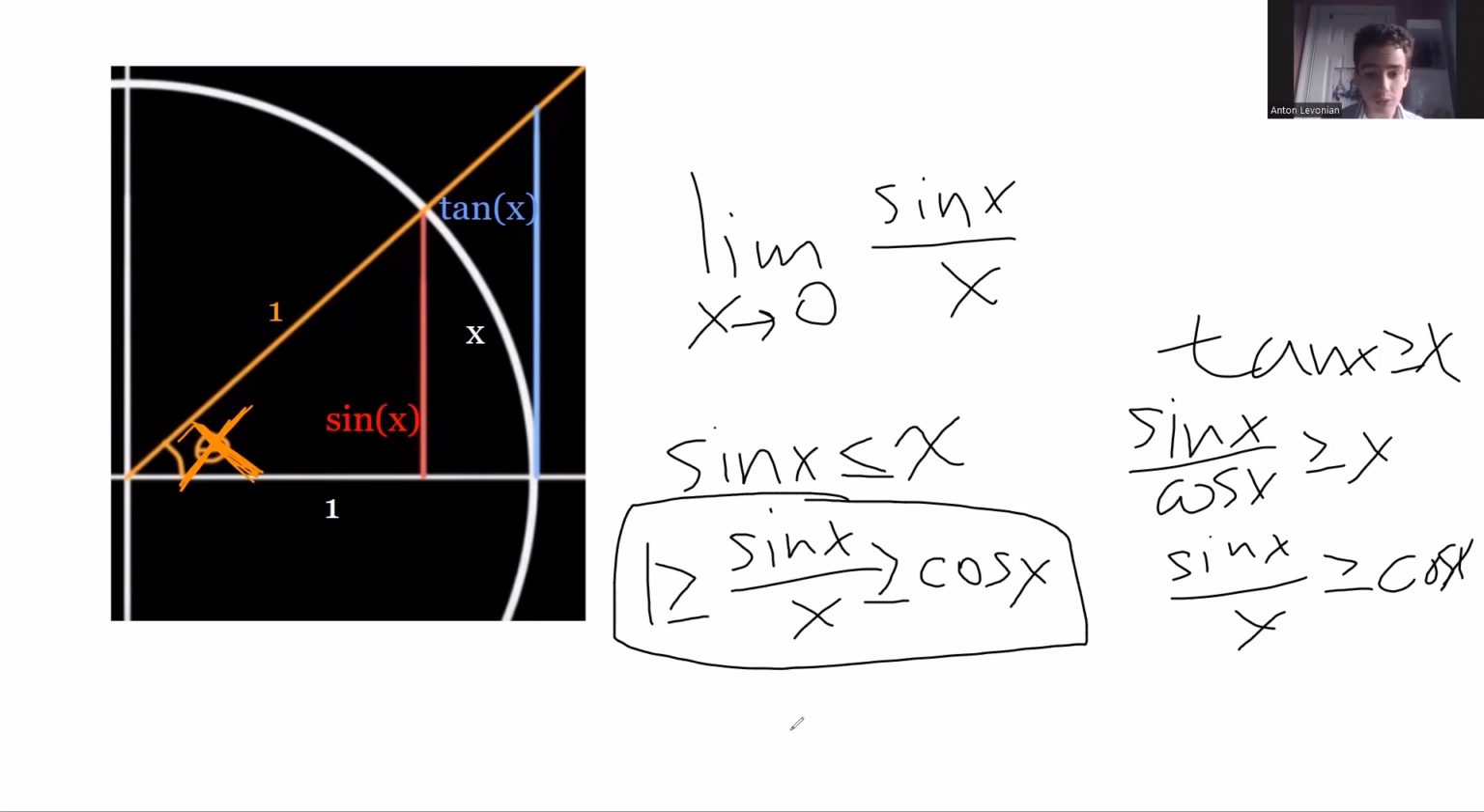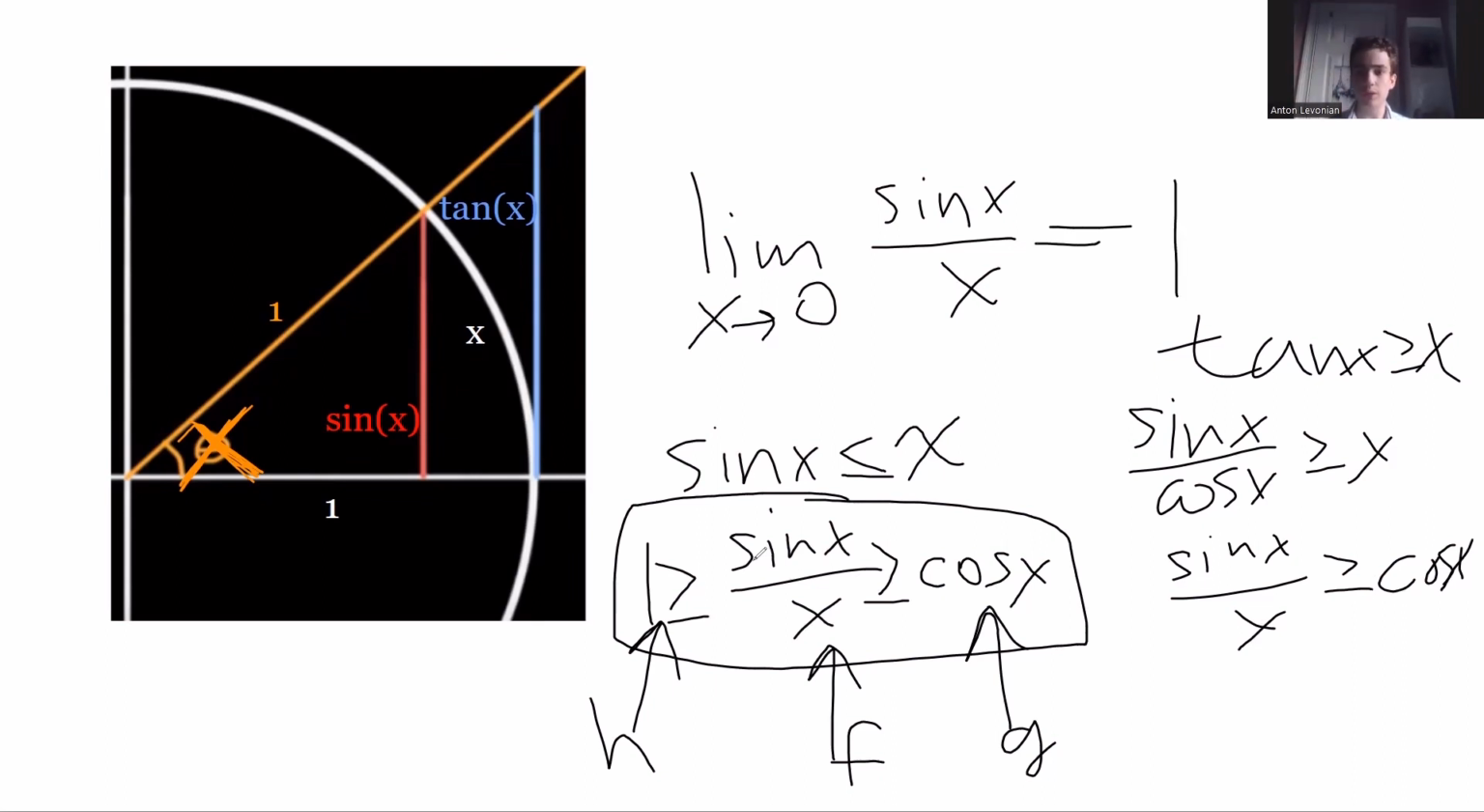Now we can think about this as this function is h, this function is g, and the middle one is f. Note that as x approaches 0, cosine of x will approach 1. Of course, the limit of 1 is 1 at any value. The limit of cosine of x as x approaches 0 is 1. So the limit of sine of x over x as x approaches 0 must also be equal to 1.